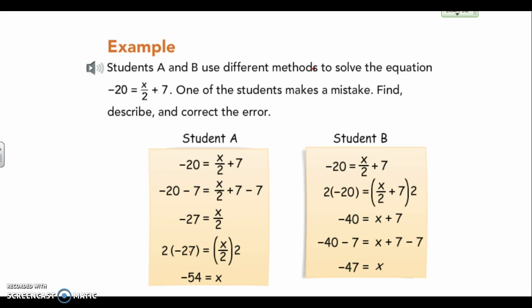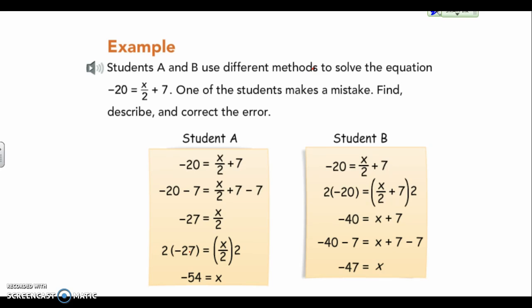Alright, look at this example with me. Students A and B use different methods to solve the equation negative 20 equals x divided by 2 plus 7. One of the students makes a mistake. Find, describe, and correct the error. Student A uses our traditional method of subtracting 7 from both sides of the equation. Student B uses the distributive property to get rid of the fraction. Go ahead and see if you can find the error within this problem. Pause the video.